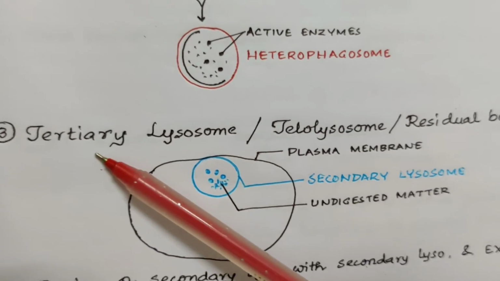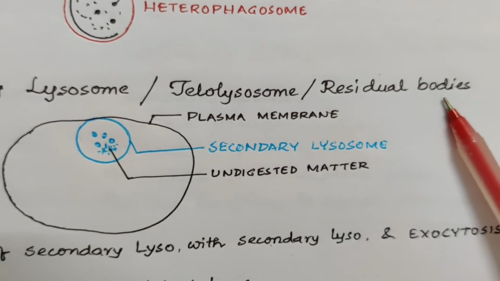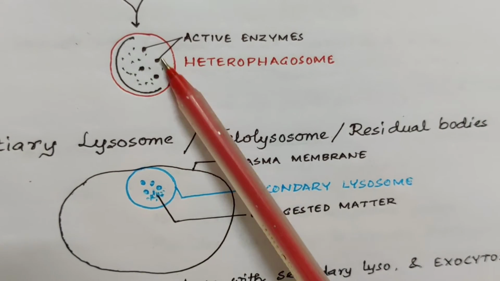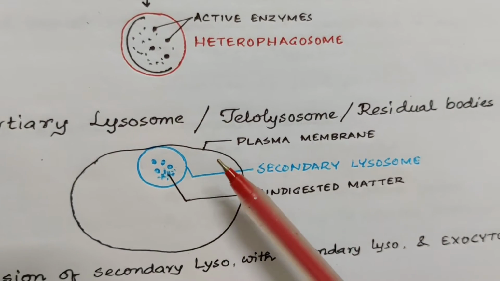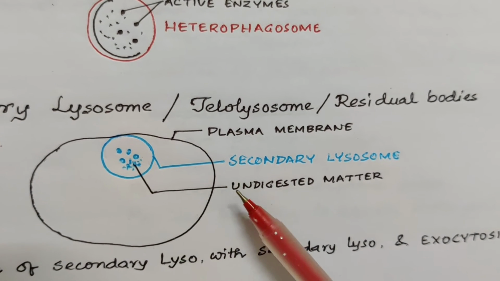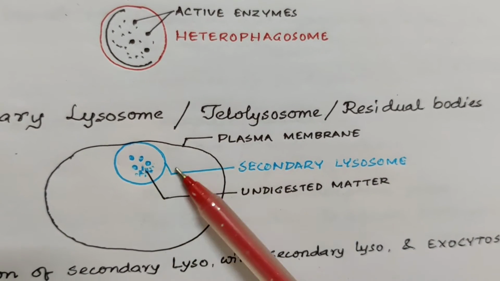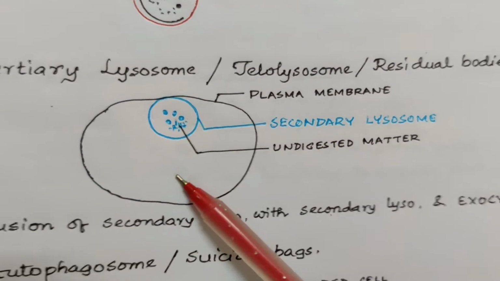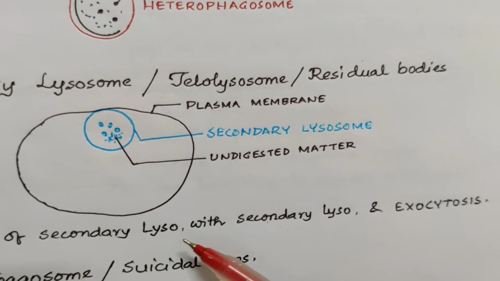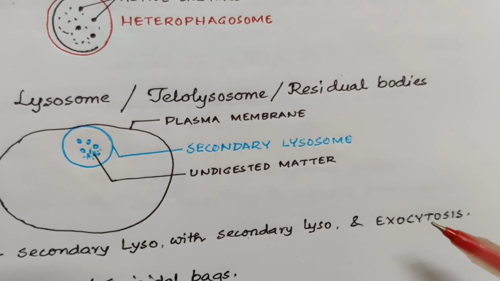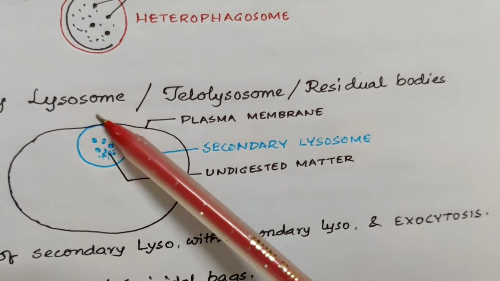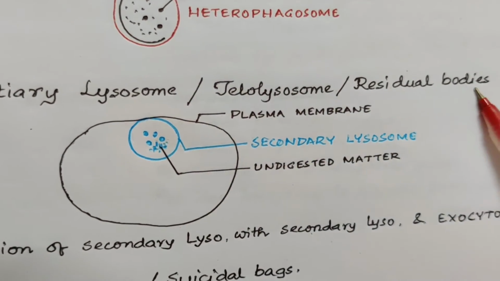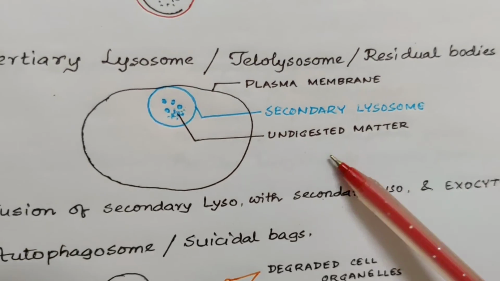Number 3 is tertiary lysosome or telolysosome or residual bodies. Now after formation of heterophagosome, the phagocytes engulf those particles and start digesting them, leaving behind the undigested matter. The secondary lysosome, along with its undigested matter, fuses with the plasma membrane of the cell. They help in exocytosis of the particles. So, they are also called residual bodies since they contain undigested matter.